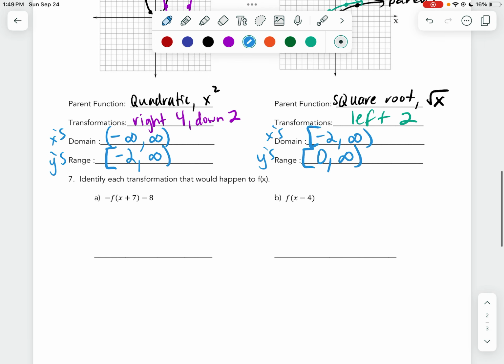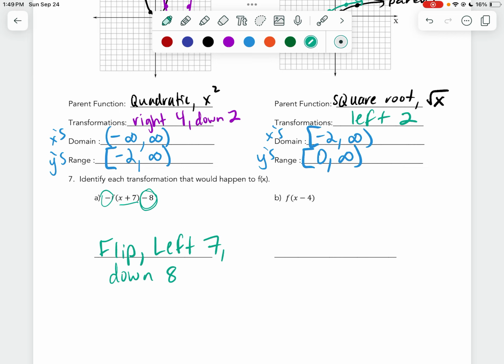Okay, a little bit more on transformations, just identifying the transformations based off of any function. So this negative sign out front, that would mean that I have a flip, or you can say reflection. The +7 on the inside, that would mean left 7. And then the -8 on the outside, that means down 8. Okay, so then same thing for B. That -4 is on the inside. Inside means left to right. Do the opposite. So this one just means right 4. Okay, so that's your transformations.